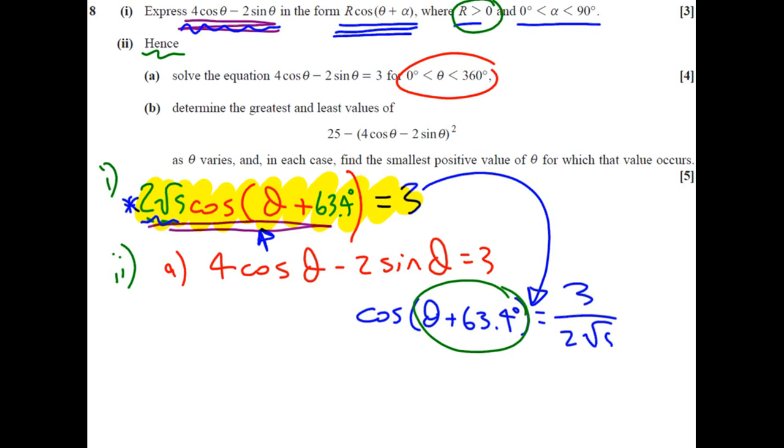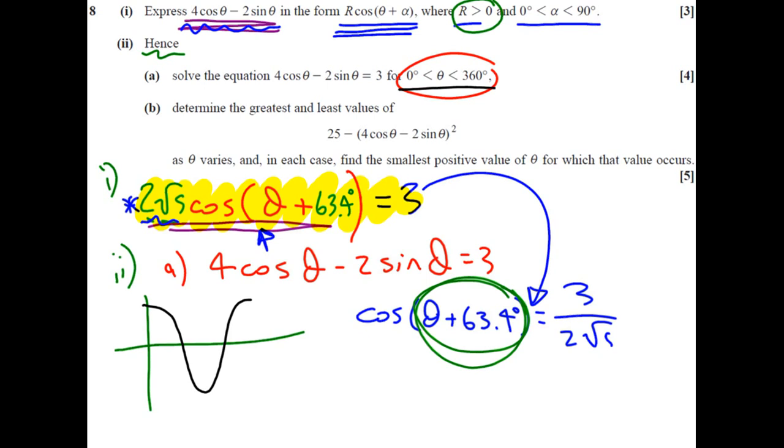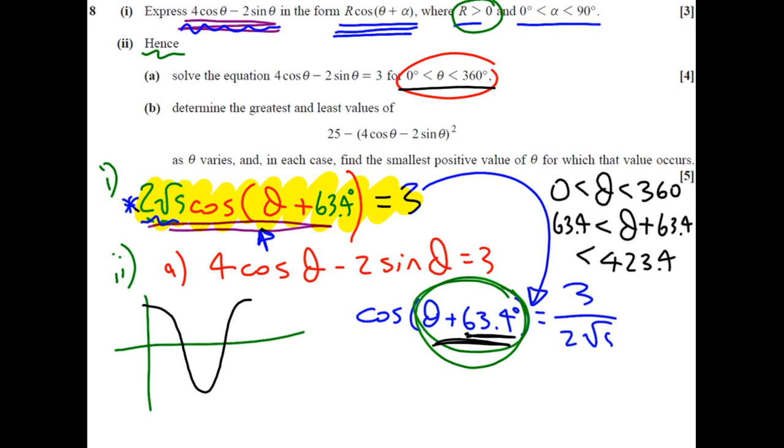Okay, now I solved this maybe a different way to what you've seen before, because I'm just going to think that is cos of something. So I'm going to think about my cos graph. Cos is cool, so it starts up here. It's cool because you can snowboard down it. We're in the range of 0, 360 for theta, which we'll come back to in a second, because that is not theta. So theta is between 0 and 360. But if we have theta plus 63.4, that's going to be between 63.4 and 360 plus 63.4, which is going to be 423.4. They're all degrees.